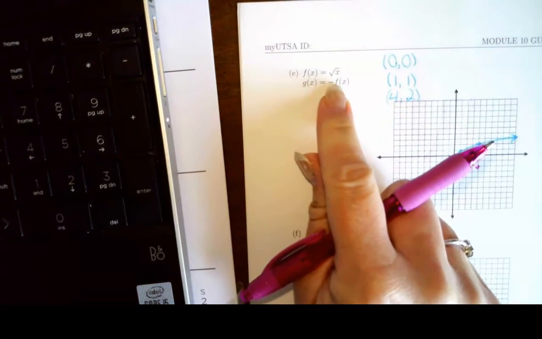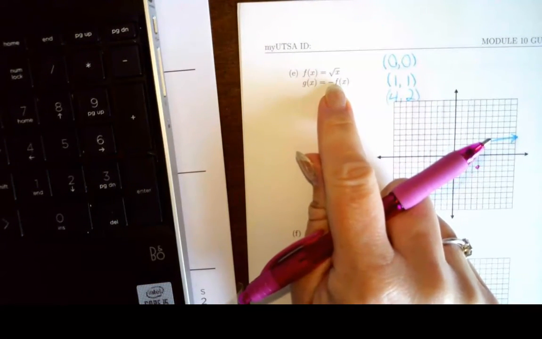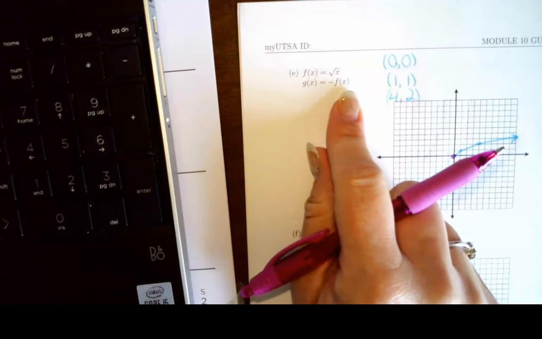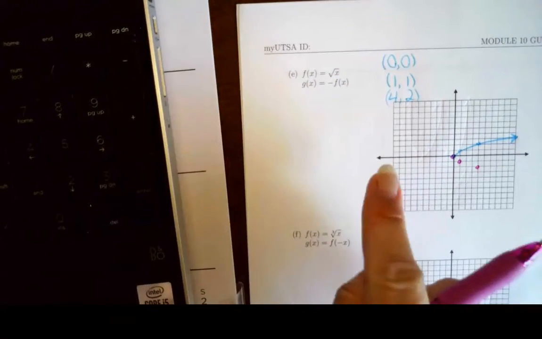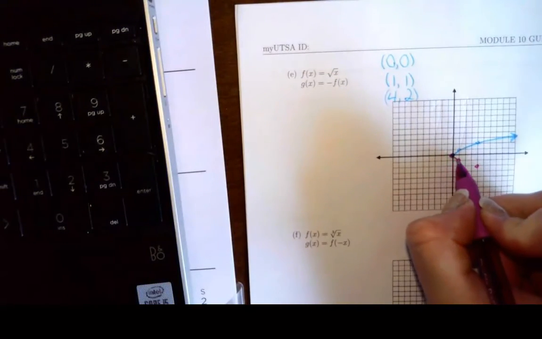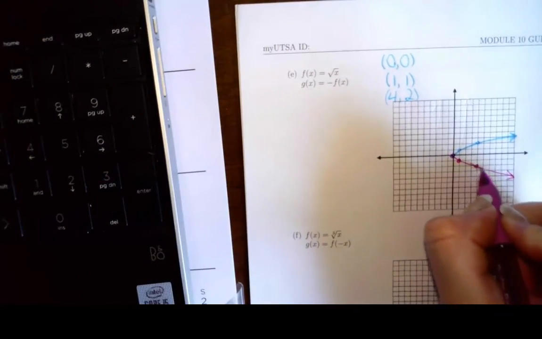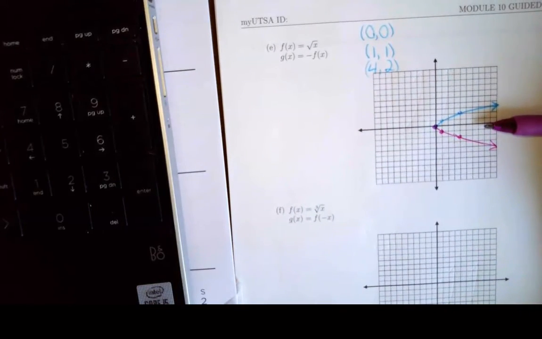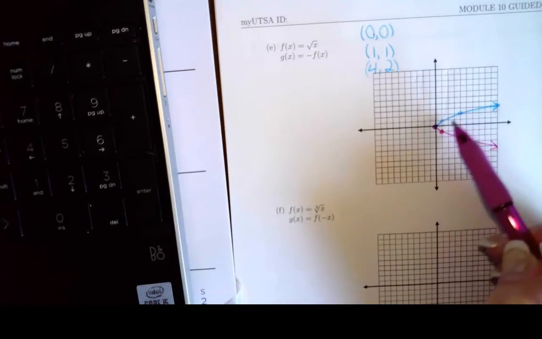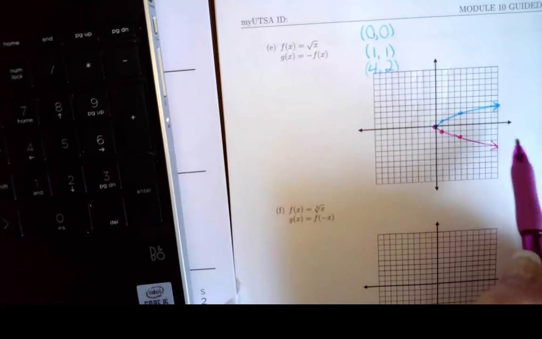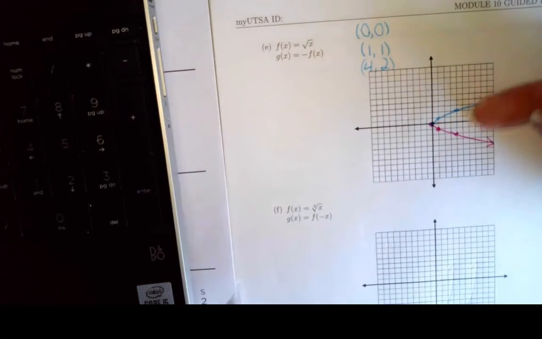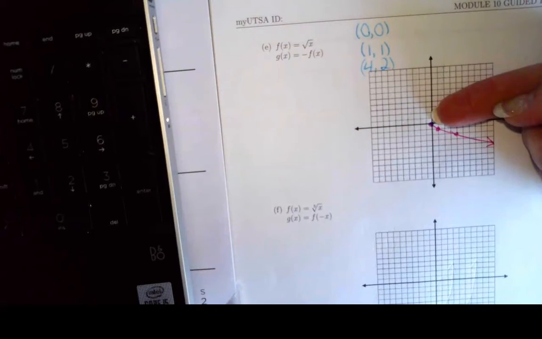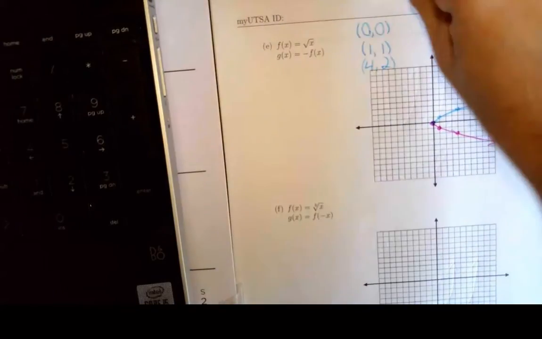So this says change all the signs on your y's, because f of x is the same thing as y. So when I do that and start plotting points, I end up with a reflection across the x-axis. So if you think of the x-axis as water, this is your original function, and it's been reflected down. Okay? So the blue is your original. The transformed function is the pink. Okay? So let's do it again.